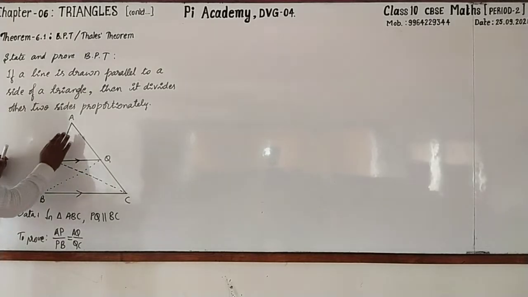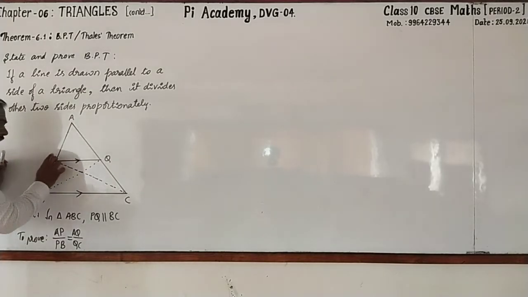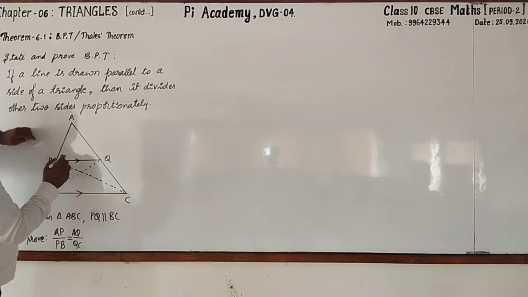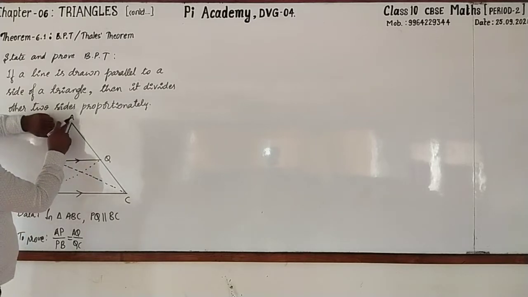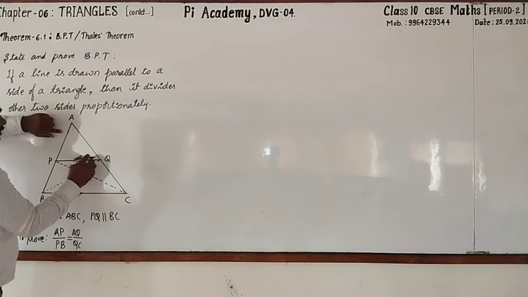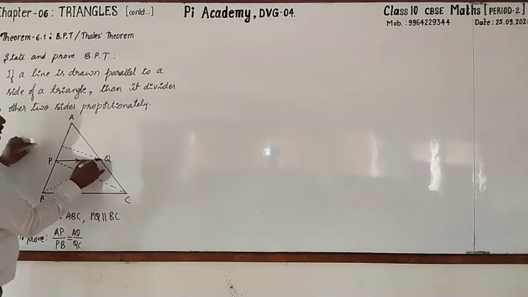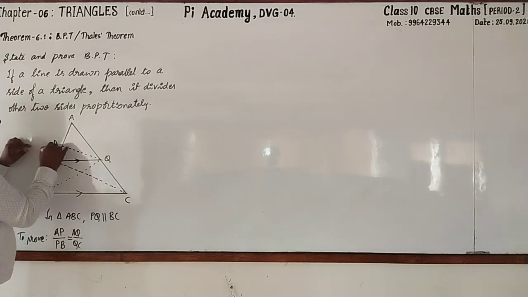Next, but how to get this AP by PB? To get that, we should take the area of the triangle APQ and the area of the triangle BPQ. That is half into base into height. See that AP will be the base and PB will be the base. But what about the height? To get height, again we need the construction. So we have to draw the height of the triangle APQ. Hence, let us go for drawing a perpendicular from Q to AP. You may call it M.